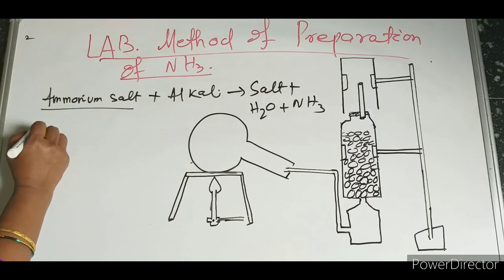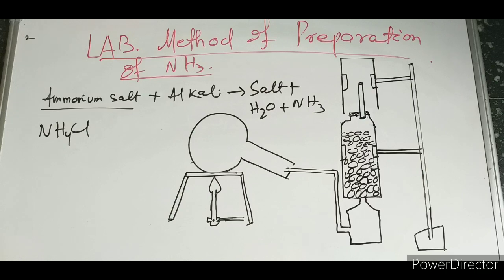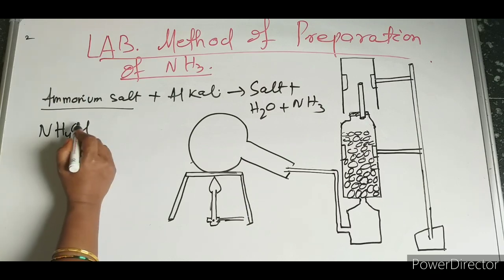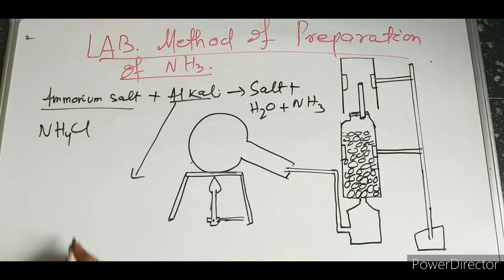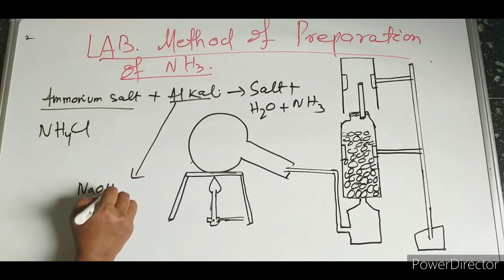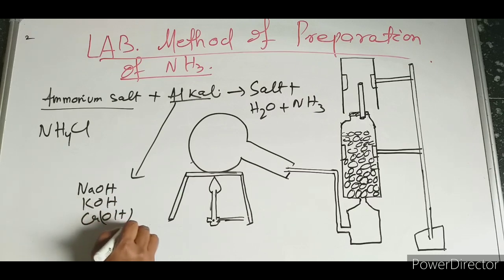The most common ammonium salt that can be taken is ammonium chloride. Any ammonium salt can be taken: ammonium chloride, ammonium phosphate, ammonium sulfate, all of these, but ammonium nitrate cannot be taken. I will tell that afterwards. Now for alkalis: alkalis are NaOH, KOH and calcium hydroxide. All these three are alkalis.